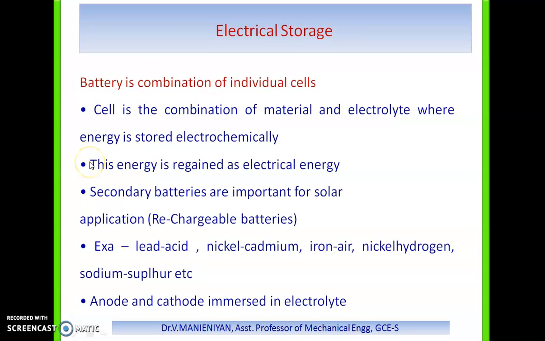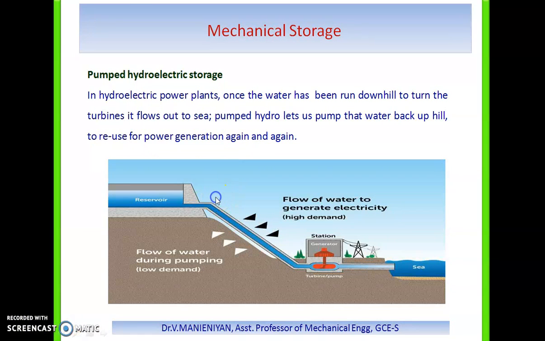There are three different types of electrical storage: one is the battery, and the others are capacitor and inductor methods. The battery system is the most suitable method for electrical storage compared with the other two methods. The mechanical storage system is classified into three categories: one is pumped hydroelectric storage, the second is compressed air storage, and the third is flywheel storage.